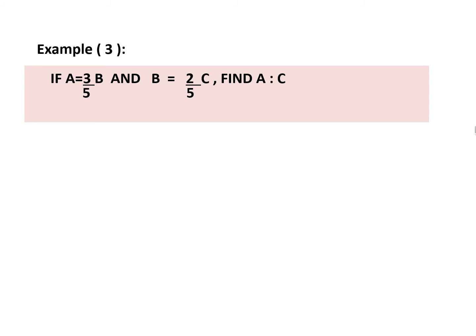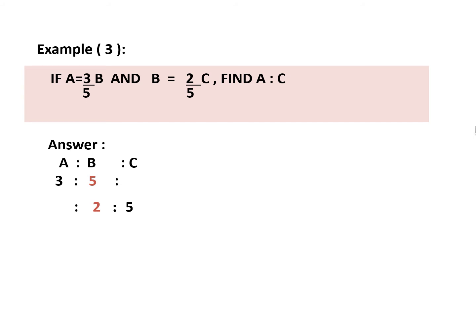Now first we should write A to B to C. As we learned, we have it in 2 lines. We write the first ratio in the first line and the second ratio in the second line, in the same arrangement. In the first line, A is 3, B equals 5. C is an empty space. We don't have any number in C. So in the second line, B equals 2, C equals 5.